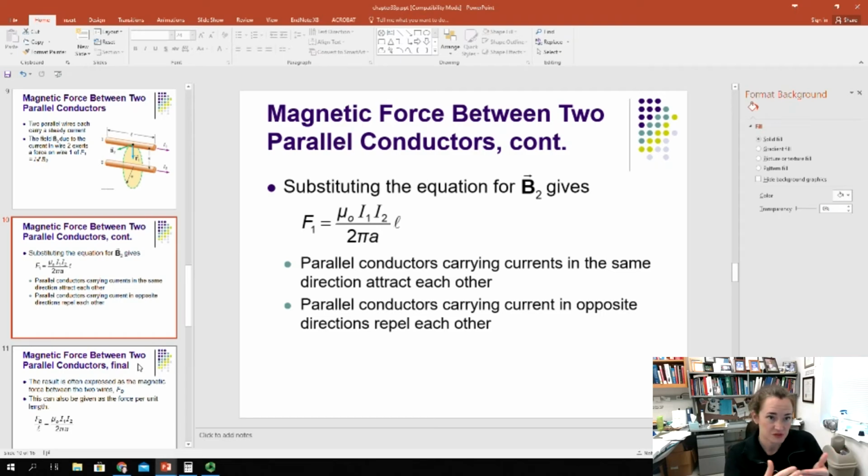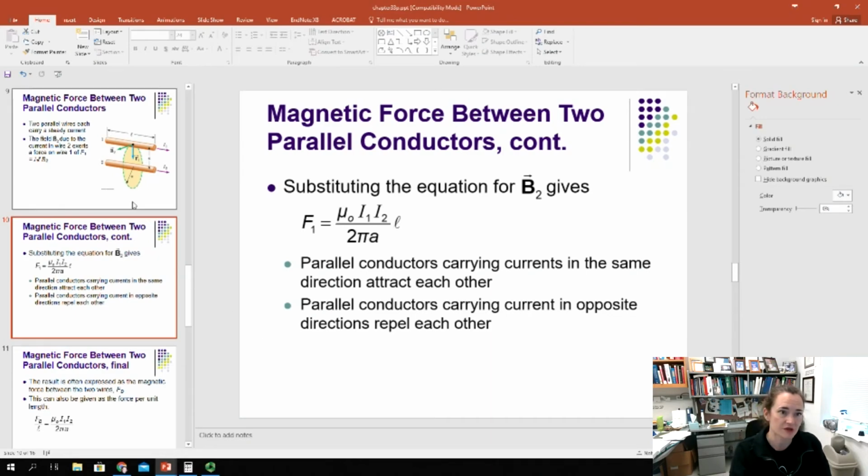Now, this was derived for that very specific case and that very specific geometry, but it is always true that parallel conductors that are carrying currents in the same direction are attracted to each other, whereas parallel conductors carrying currents in opposite directions repel one another.